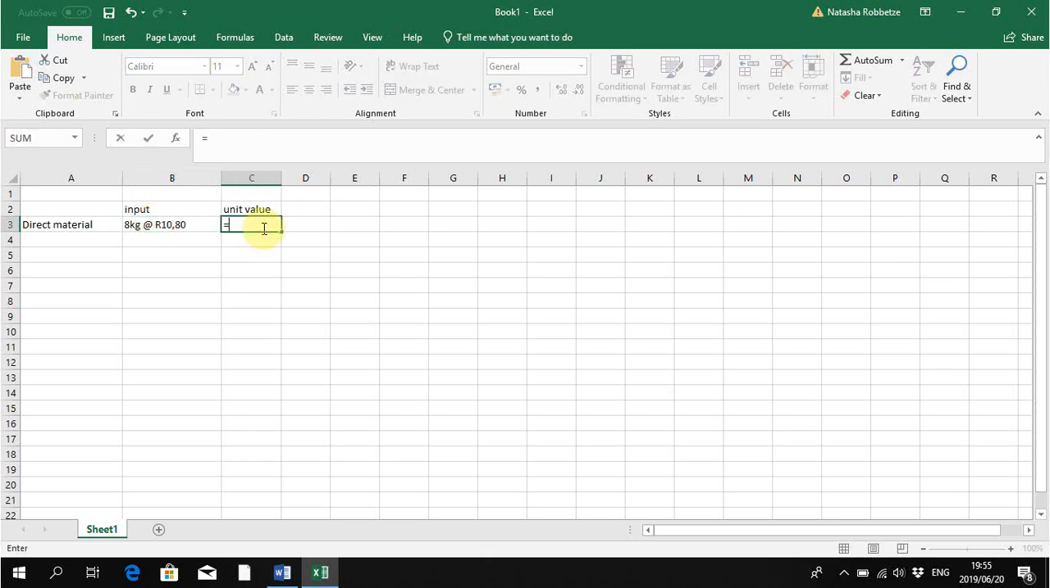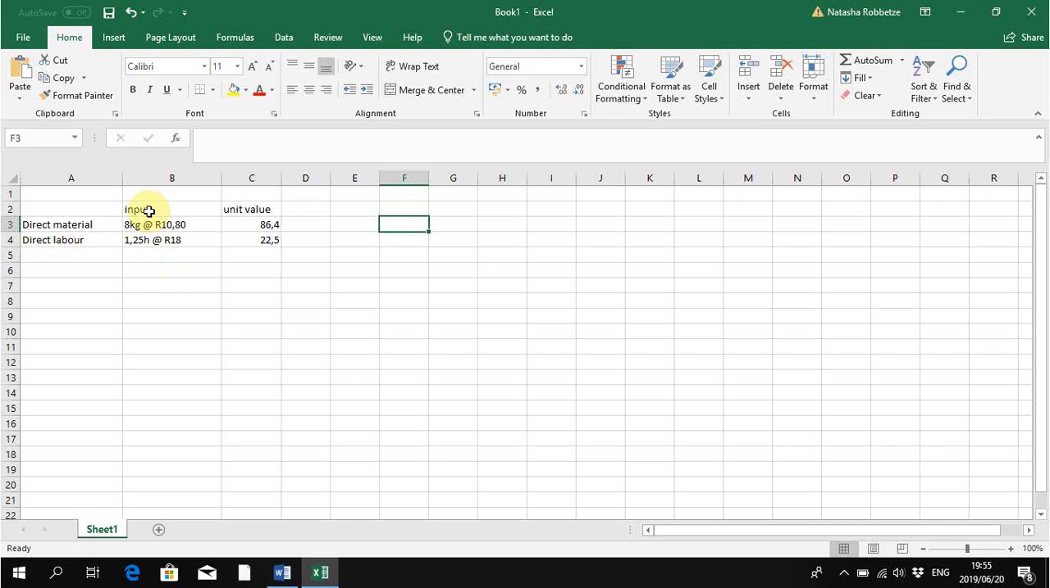So to get to the unit value, I will have to multiply that. So I'm going to say 8 times 10 Rand 80, and that gives you a total of 86 Rand and 40 cents. The next is direct labor. And for direct labor, we were told that it is 1.25 hours and the rate is 18 Rand. And that gives us a unit value if we multiply it of 22 Rand 50, if I'm not mistaken.